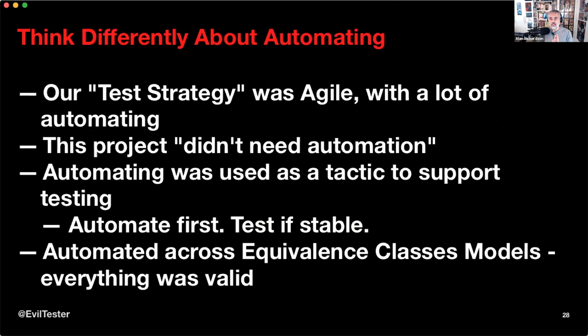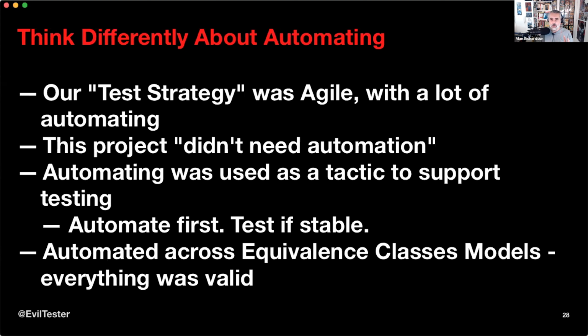And the aim for this is to think differently about automating, right? Our main project strategy was agile, so we were doing a lot of automating, but that didn't apply to this new part of the project because it was tactical. But it did, because we needed to do it, we were taking too much manual time. But if we have the skill set and we think about what we could achieve with automating, we can target specific parts of it very quickly and very easily.